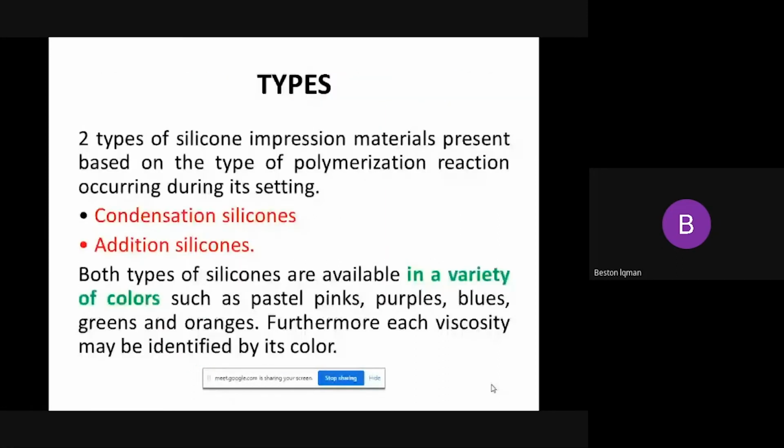We have two types of rubber base impression material, classified according to the polymerization reaction during setting: either C silicone, which we call condensation silicone, or A silicone, addition silicone. Both types of silicone are available in a variety of colors, such as pink, purple, blue, green, orange, according to the manufacturer. Also, you have different viscosities according to color.